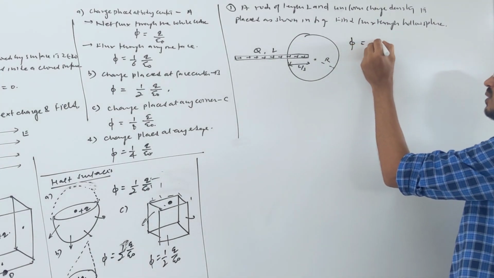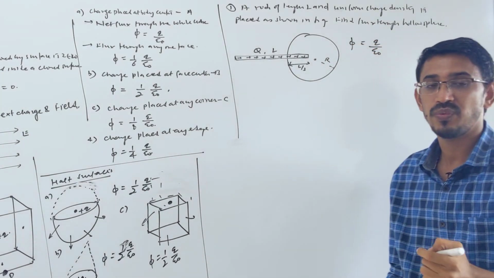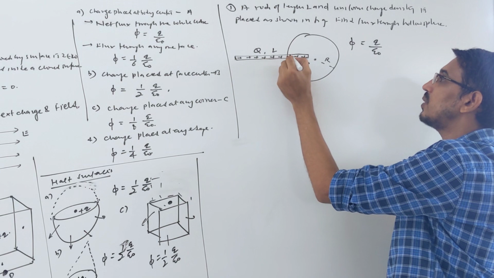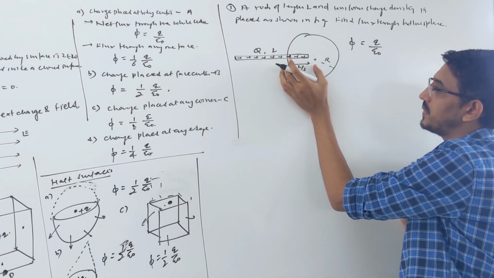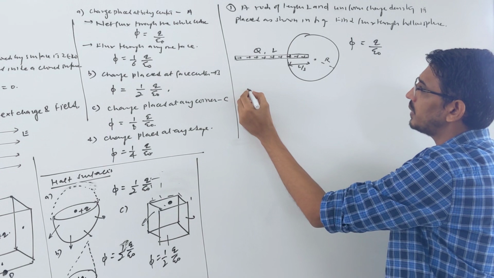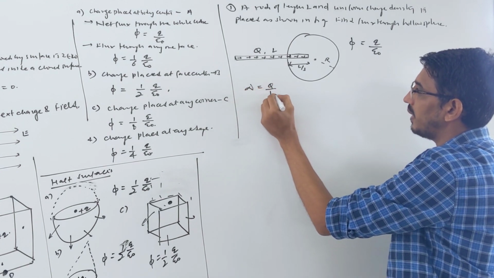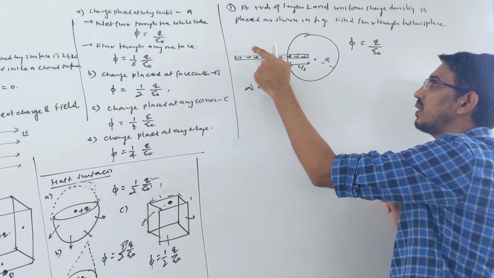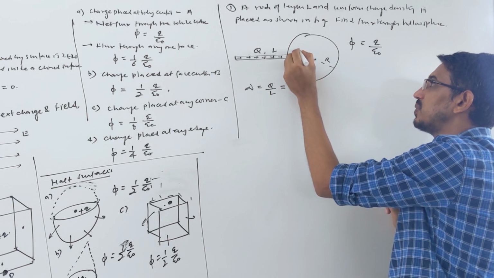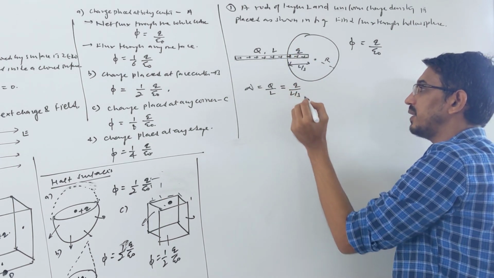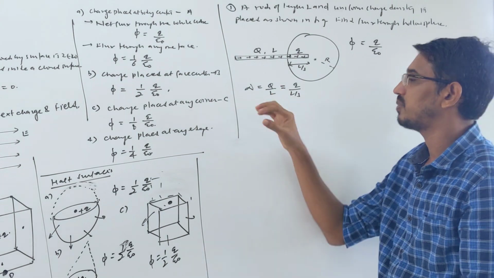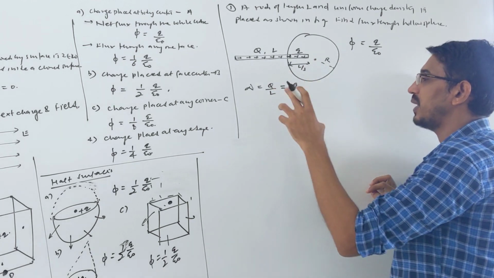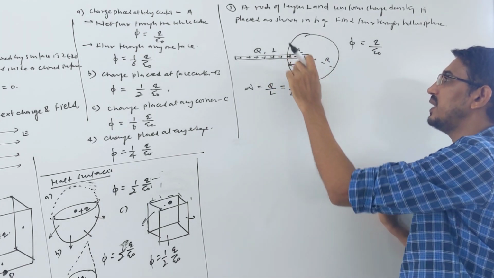Flux is what? Q upon epsilon naught, right? So we want to know the charge inside that hollow sphere, means how much charge we have on this much part of the rod. We know that lambda is Q by L, and this is uniformly charged. So charge density is total charge by total length. So the charge on this much part is lambda times the length L by 3, which is Q by 3. Directly also you can answer: charge is proportional to length, and the length inside is L by 3, so charge also becomes Q by 3.